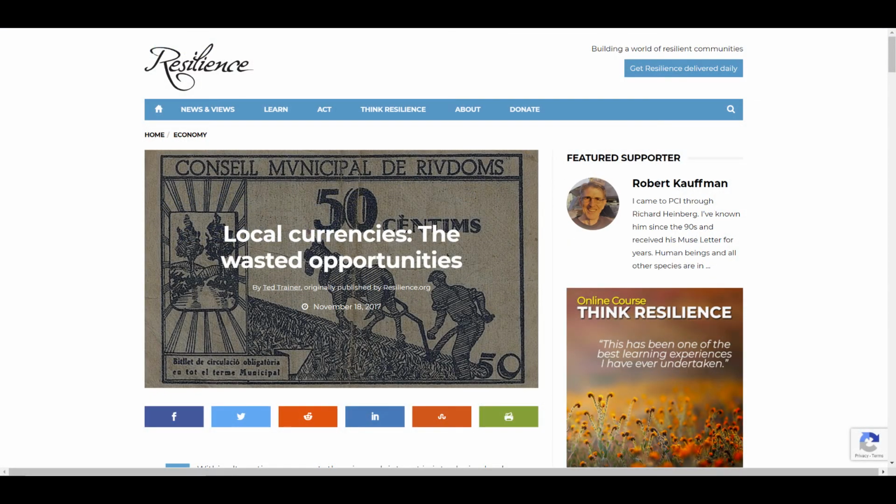Finally, if you want to know more about some of the advantages and disadvantages of things like local currencies, I recommend reading this article from a website called resilience.org, and the link to it is in the description below.